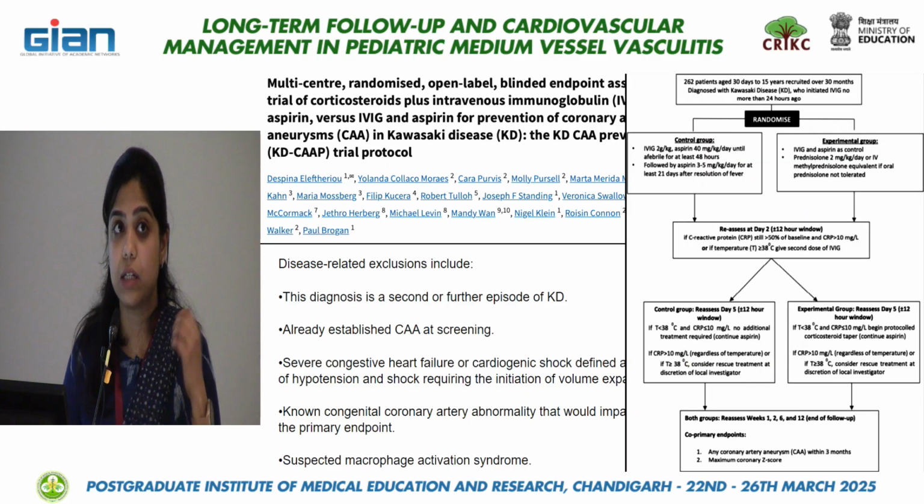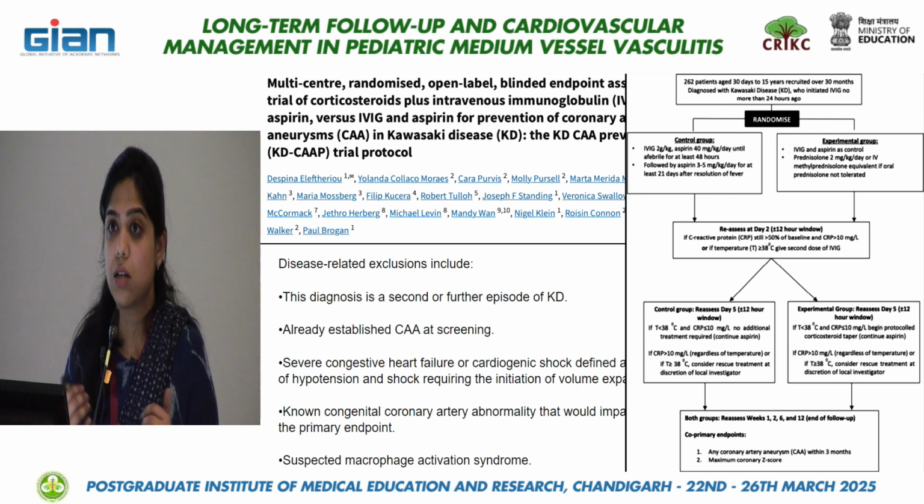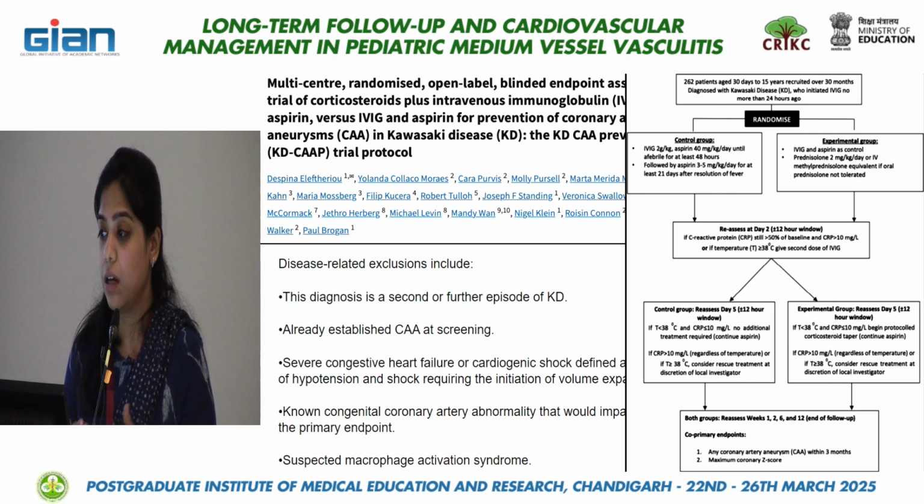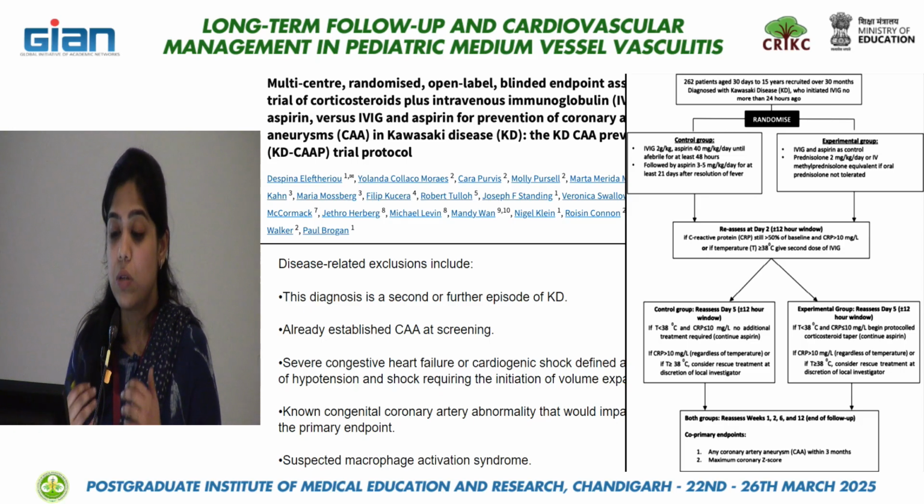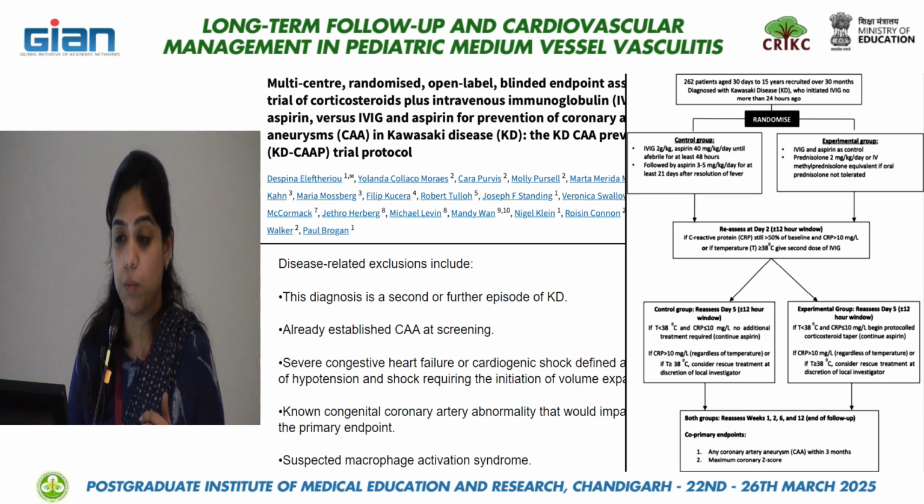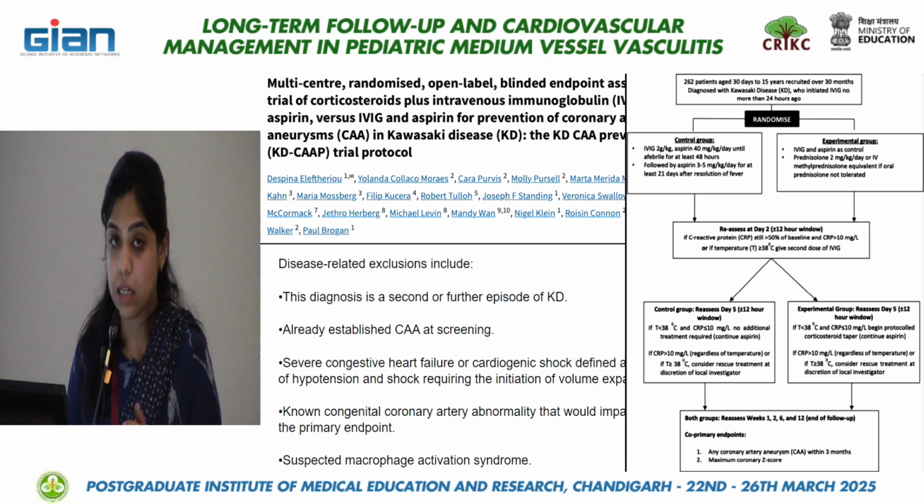So these are patients just diagnosed with KD, and they have not talked about risk factors like the other trials, such as RAISE or KAICA. They are giving IVIG plus steroids in one group and IVIG alone in the other group, and as a primary endpoint they want to see how many of them have CAA. So this might help show whether steroids are really helpful in preventing coronary artery abnormalities. The study results are still pending.